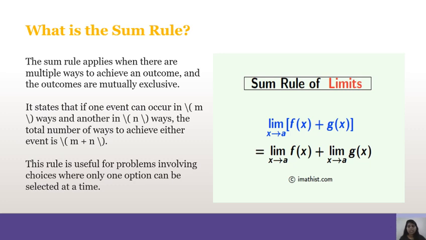Similarly, the sum rule of limits is: limit as x tends to a of f of x plus g of x is equal to limit as x tends to a of f of x plus limit as x tends to a of g of x. We have to make this separate.